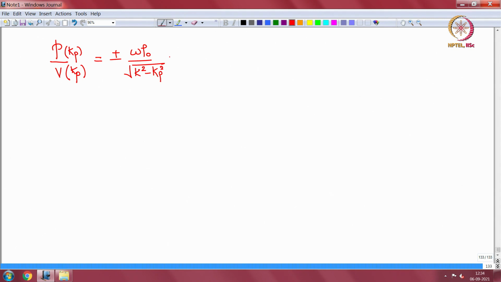So what does it say? I will replace kp by kx, because of a reason that is coming up. So I will say that pressure radiated at a certain wave number that is moving on a panel divided by velocity at the same wave number that is moving on the panel is equal to plus minus omega rho 0 by square root of k square minus kx square.